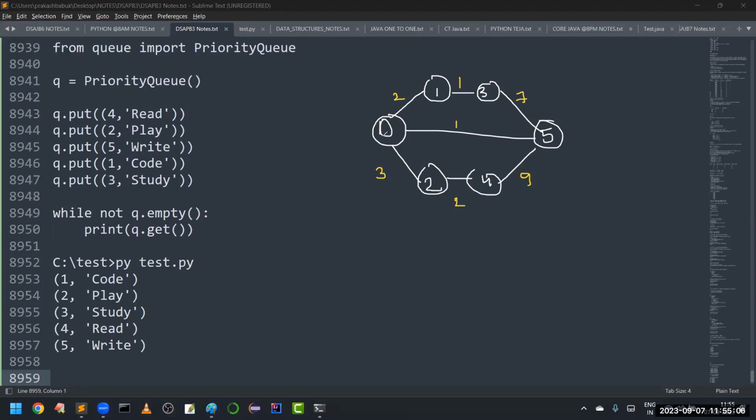Now what is your task? You have to identify the shortest path. How can you identify the shortest path? For that you must use a priority queue. Why? Because from node 0 we need to identify the adjacent nodes. There are 3 adjacent nodes. Sir, from these are we going to select the minimum element or not? Yes, we have to select the edge which has the minimum cost.